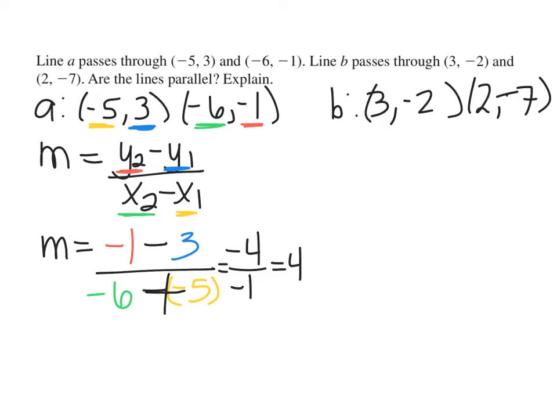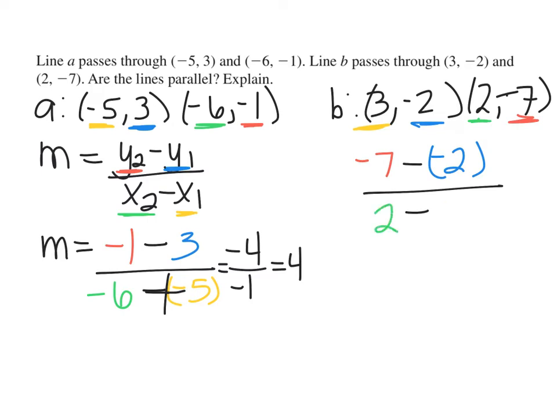So in order for it to be parallel to line B, the slope for B has to be 4 as well. So let's see what it is. Again, we have colors. So we have -7 minus -2, divided by 2 minus 3.